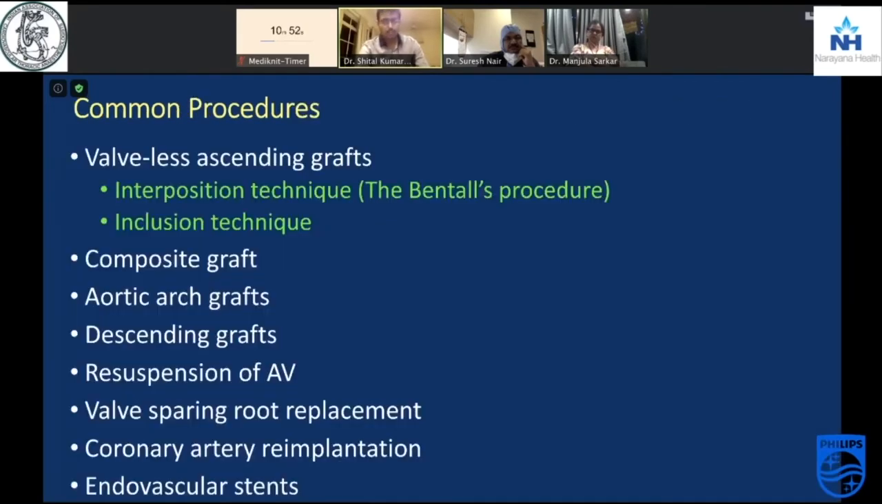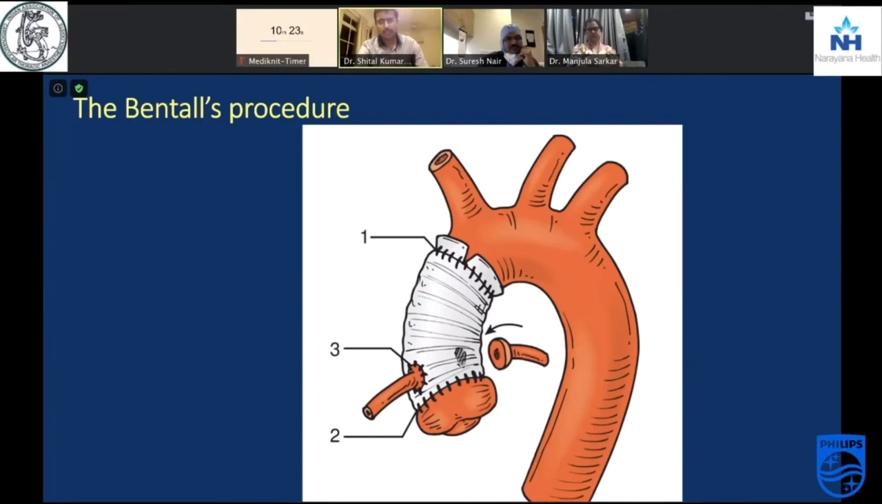So what are the common procedures which we do? It's the valveless ascending graft. The most common is the Bentall's procedure, which is the interposition technique. Composite grafts, aortic arch grafts, descending grafts, sometimes resuspension of aortic valves, valve sparing versus root replacement, coronary artery reimplantations. Very less commonly, but we do quite some, is the elephant's trunk for the entire replacement. In the last couple of years, our center has had quite a large number of aortic cases. I think roughly we are doing somewhere between 25 to 30 a year.